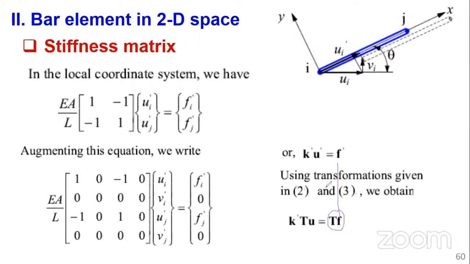Now, U we already derived; we spent a lot of time deriving that. U is equal to pre-multiplication by the transformation matrix, T, times U prime. And then, of course, our K. This is the K we want to know. We want to know how to move from the local coordinate system to the global coordinate system for the stiffness matrix.